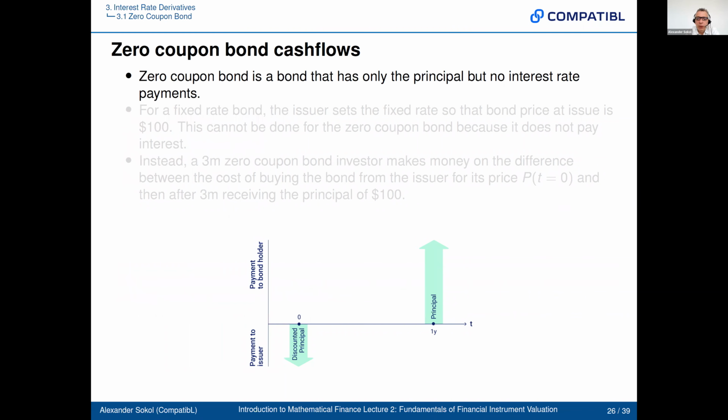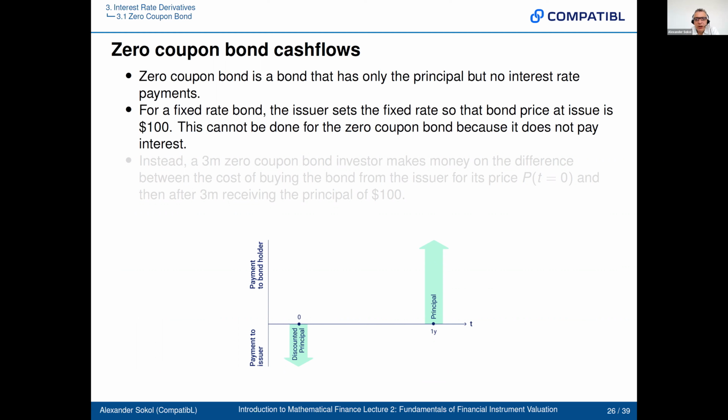All right, so a zero coupon bond is a bond that has only the principal, but no interest payments. For a fixed rate bond, the issuer sets the fixed rate so that the bond price is 100. And this cannot be done for a zero coupon bond because it does not pay interest. Remember, we studied the fixed rate bond in the previous lecture, and we concluded that it's like a clock, because the issuer sets the interest such that the price when it's first issued is equal to the principal. The price of the fixed rate bond is equal to the principal when it's issued and also at maturity.